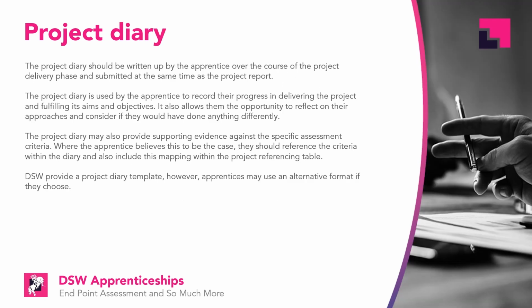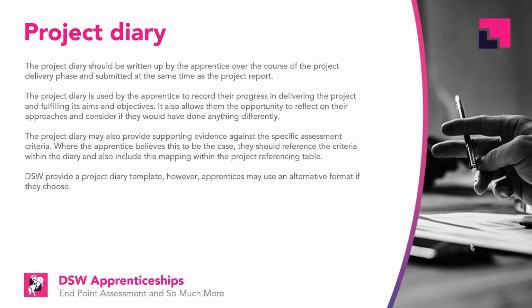Project diary. After completing their project, the apprentice is required to produce a project report. This is a written narrative which provides an overview of the project and the activities the apprentice undertook to lead the project and deliver on its objectives. It's important that the evidence is attributable directly to the apprentice. It's therefore recommended that apprentices avoid using the term "we" when discussing their own contributions towards the project.